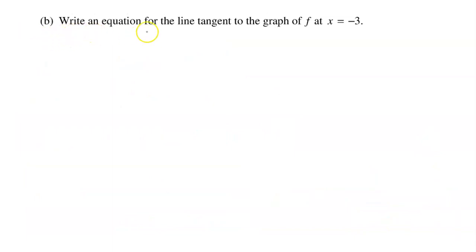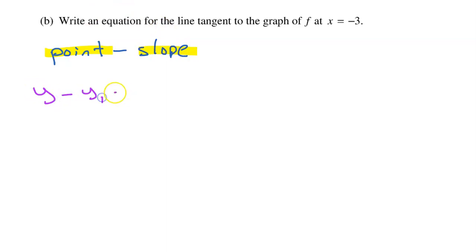Part B, write an equation for the line tangent to the graph of f at x equals -3. I love it when they ask me to find the equation of the tangent line. I always use point slope form because this reminds me that all I need is a point and the slope, and if I have those, I can write the equation by doing y minus y1 is equal to the slope times x minus x1. This is point slope form.